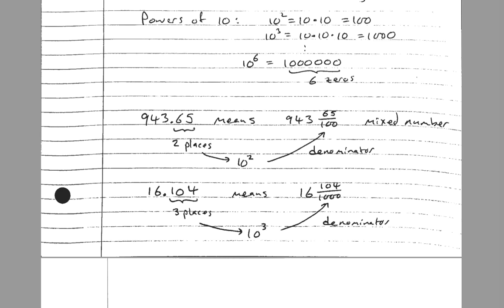So these decimals, we're really just dealing with a mixed number. We have a whole number piece here, 943. And the part to the right of the decimal point, that's the fraction part of the mixed number. So here it's 65 over 100. So this decimal, you could read it 943.65, or you could also read it 943 and 65 hundredths.